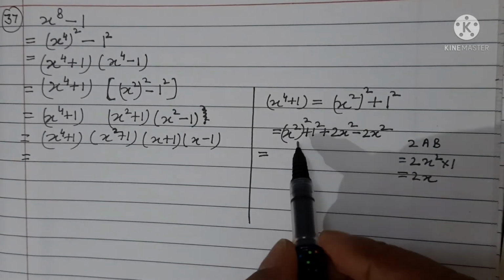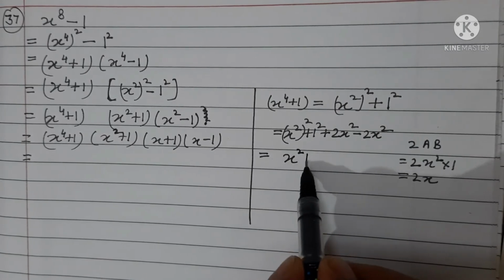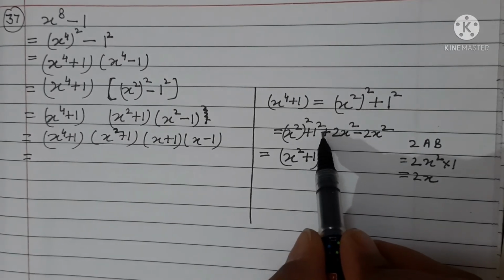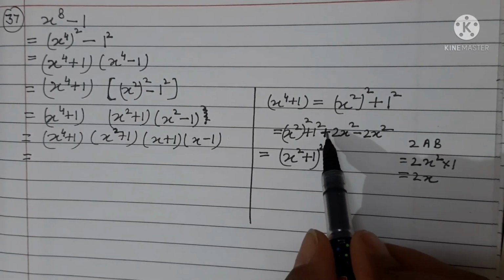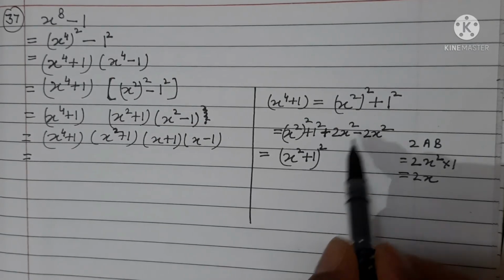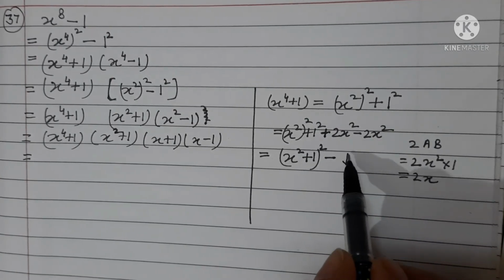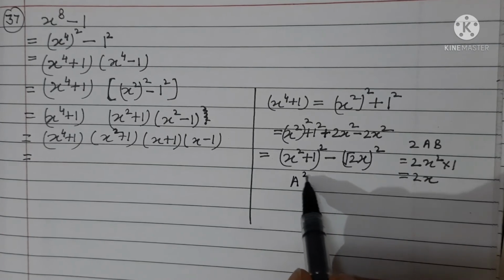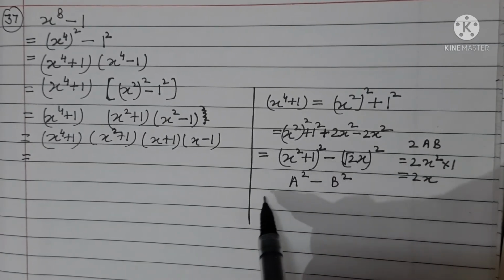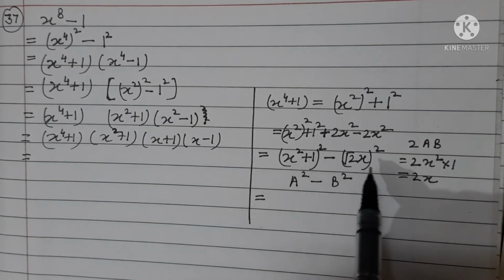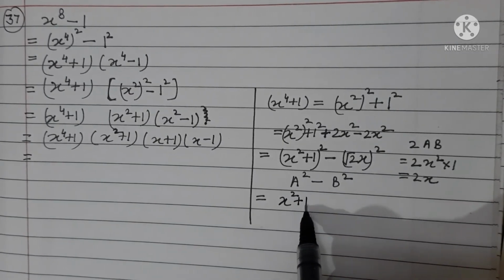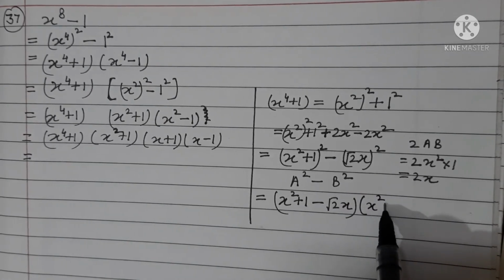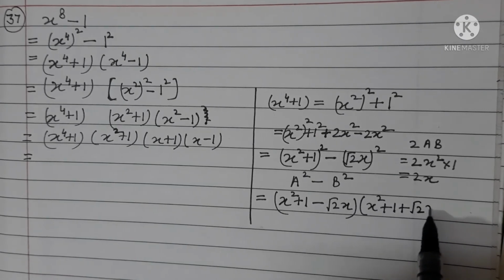These three terms taken together become x square plus 1 whole square. We are taking the plus sign here first, and after that the minus sign, to write it like this: under root 2 x whole square. Now this becomes the form of a square minus b square, and open this by using the identity a plus b, a minus b. So this becomes x square plus 1 minus root 2 x and x square plus 1 plus root 2 x.